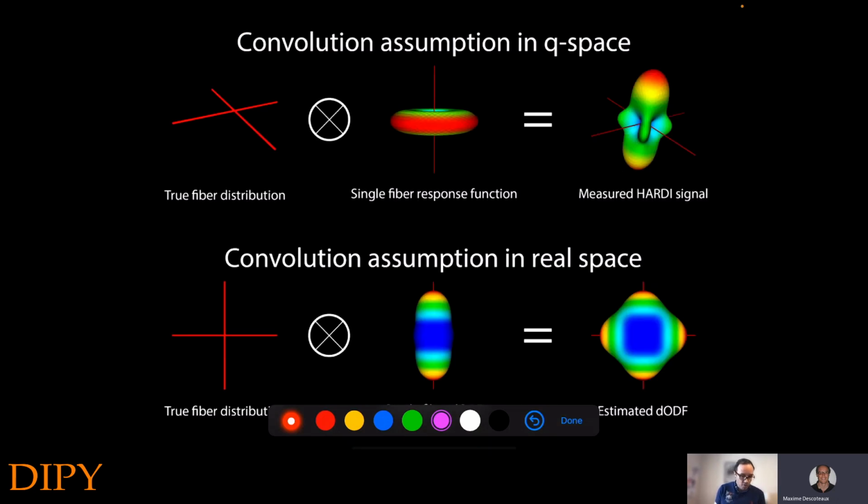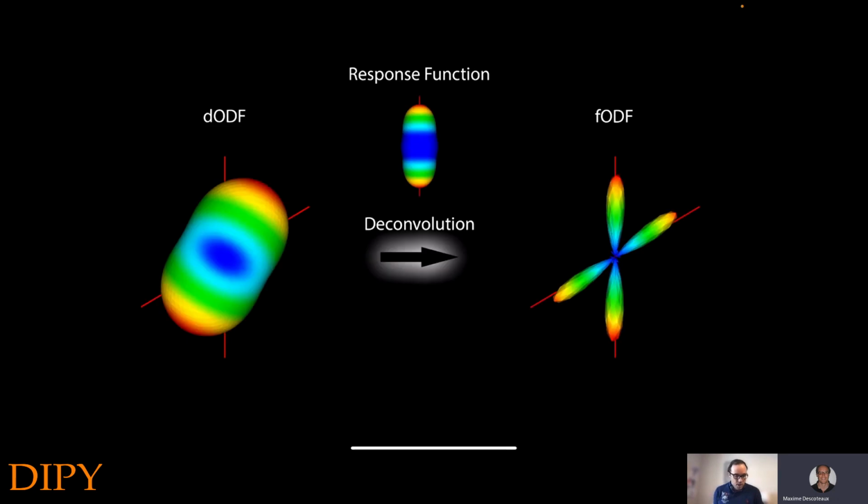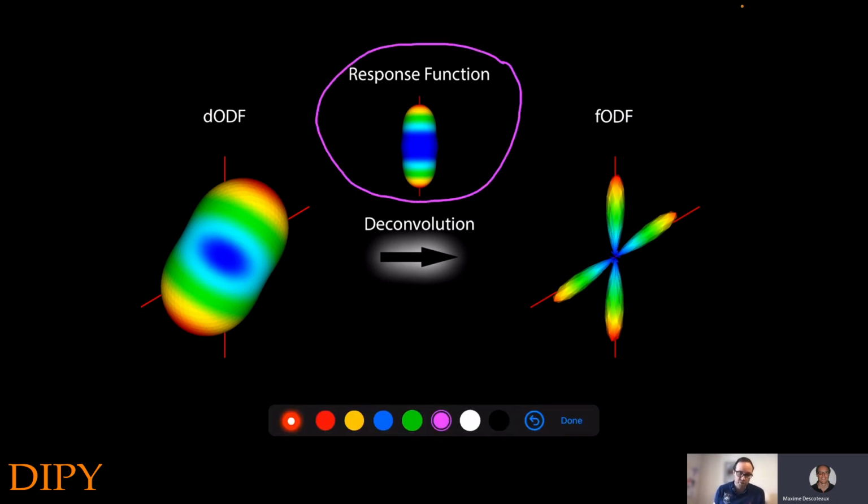So in the world of the signal, it's the convolution between a perfect ground truth fiber ODF, a donut, to produce the signal, and in the world of ODFs, like we saw before. So if you've been following what I have been saying, the key part here is this guy, the response function. How do we get this response function?